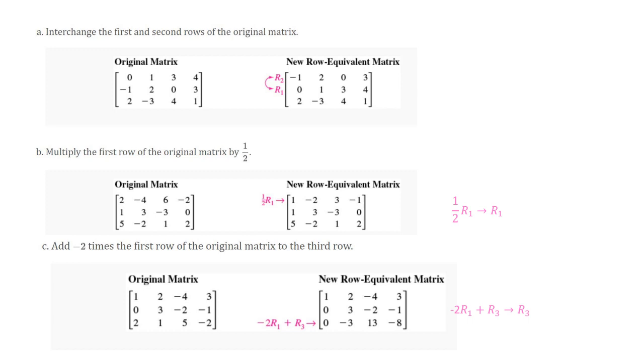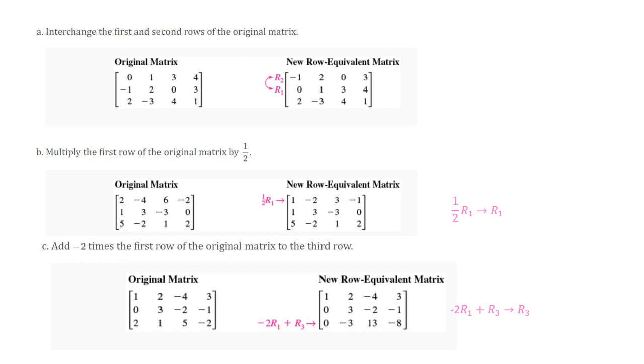-2 times a -4, that's a positive 8. 8 plus 5 is 13. That's the value that I get here. And then the last one, -2 times 3, that's a -6. And -6 plus a -2, that's going to be a -8. So this is an example of how I can add two matrices together to get the desired outcomes and to get a new row. Okay?